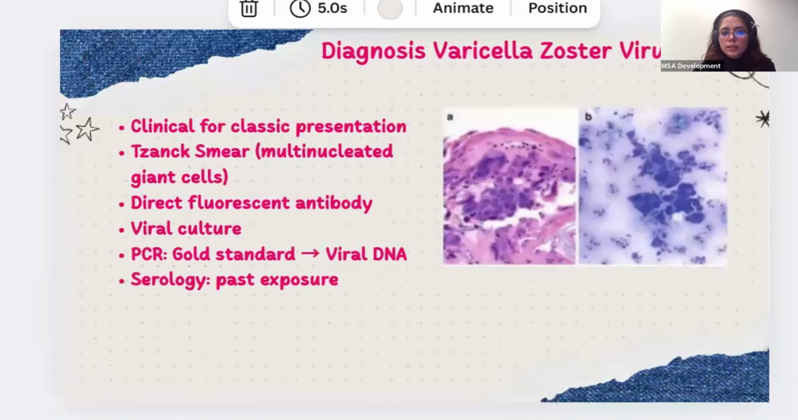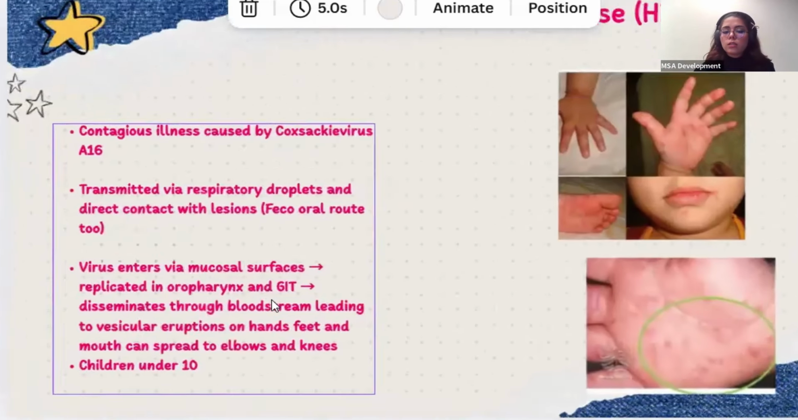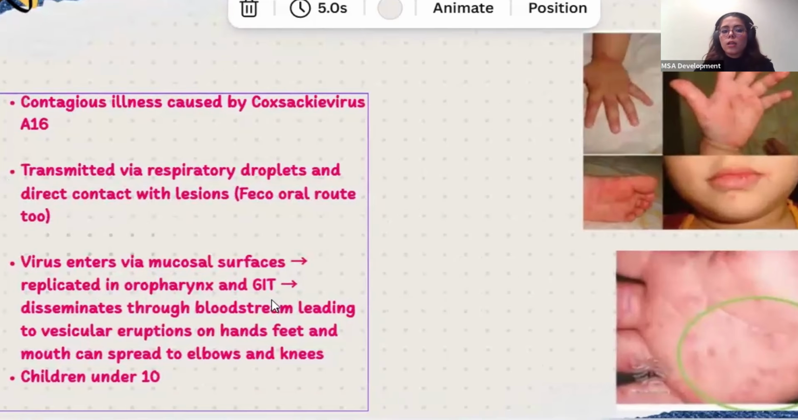Diagnosis, again: Tzanck smear, multinucleated cells, direct fluorescent antibody, and the gold standard is PCR. Hand-foot-mouth disease is a disease of kids, and it's caused by Coxsackie A16. It's transmitted via droplets, so you put the kids far from each other, okay?